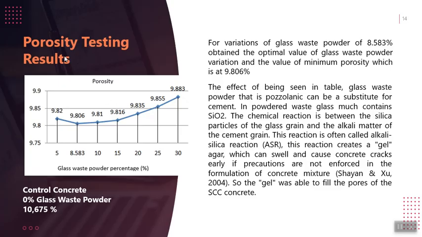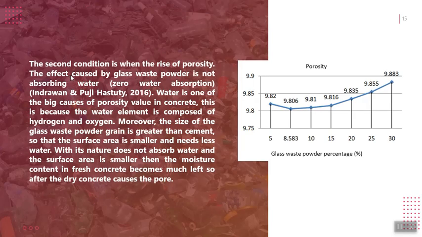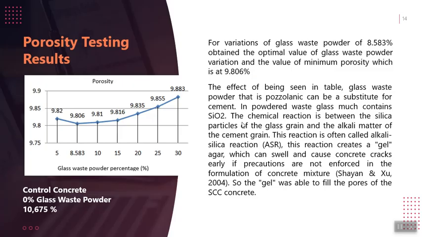This is the porosity testing result. The glass powder fraction of 8.583% obtains the optimal value of the glass powder variation, with the minimum porosity being 9.806%. The effect seen in the table is that glass powder, being pozzolanic, can be a substitute for cement.